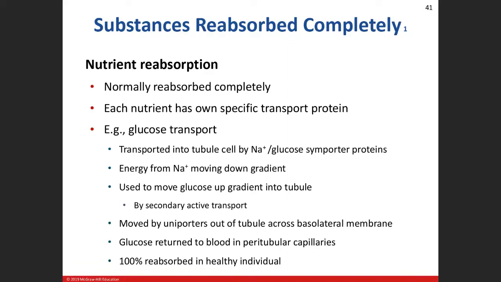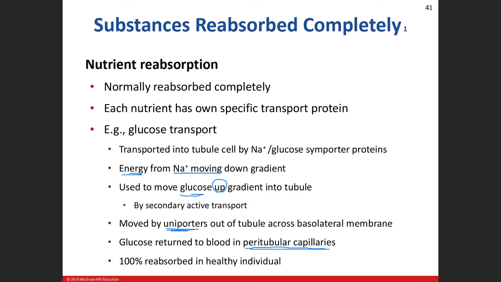So sodium, as it's moving down its concentration gradient, generates energy. That's perfect because glucose now can move up its concentration gradient into that tubule cell, from the energy that the sodium generated. Then it moves into the cell, and on the other side of the cell, the basolateral membrane surface, it's moved out of the cell through the uniporter. It's going down its concentration gradient, and it's going to wind back up into the peritubular capillaries.